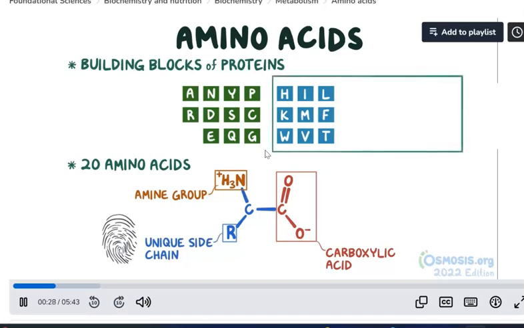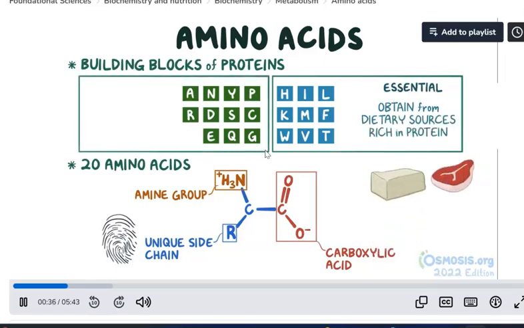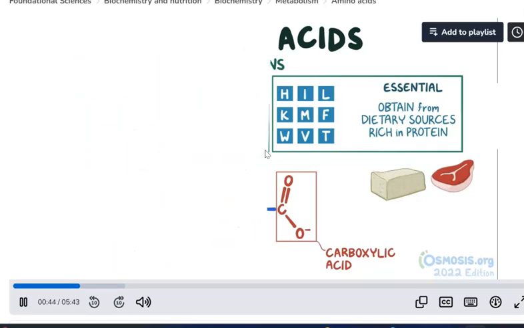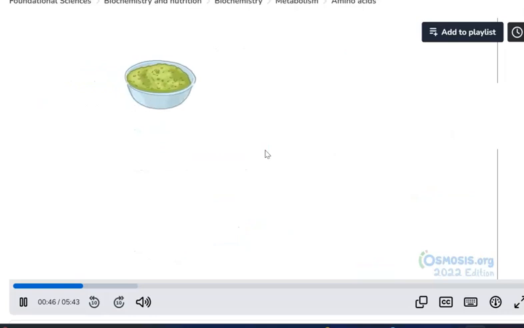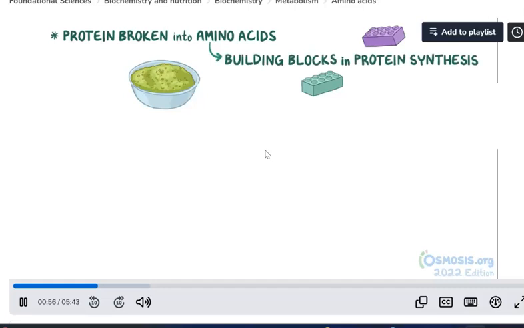9 of the 20 amino acids are essential, meaning that you obtain them from dietary sources rich in protein, like meats or tofu. The other 11 amino acids are non-essential, which means that they can be made in our body, so you do not have to get them from your diet. So let's say you had a nice big bowl of lentils, rich in protein. Protein would get broken down into amino acids, and those amino acids would make their way into various cells to serve as building blocks in protein synthesis.